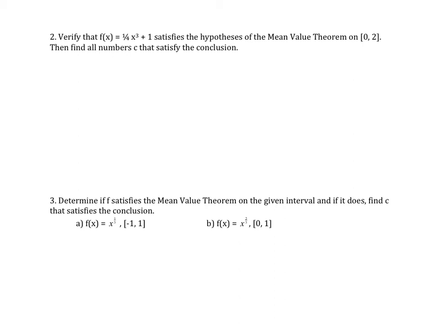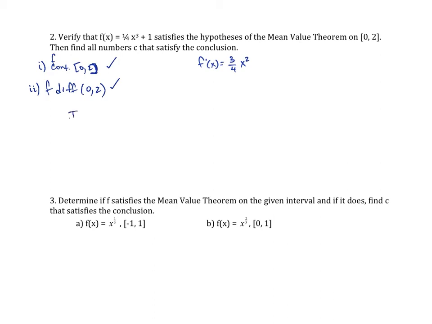Okay, so what we've got to do here is MVT. We have three things. First of all, is it continuous? Is f continuous on the closed interval from 0 to 2? Looking at this polynomial, yes. Step 2, is f differentiable on the open interval from 0 to 2? So f prime of x becomes 3/4 x squared. And yes, it's differentiable on that. Then I need to find all numbers c that satisfy the conclusion of the mean value theorem.